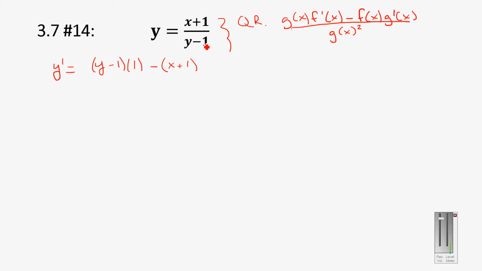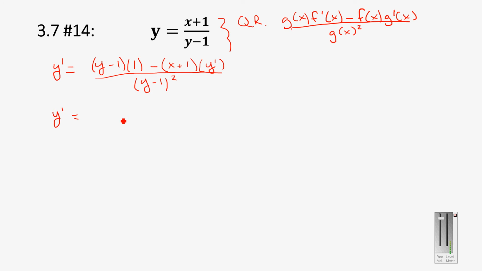And so be careful here. Again, the 1 just goes away, but the y is going to just become a y prime. All right, so far so good. You put all of that over g of x squared, which is just going to be y minus 1 squared. All right, go down to the next level here, y prime.